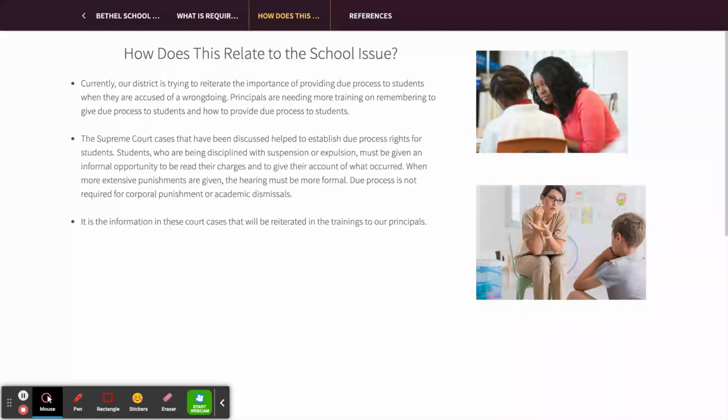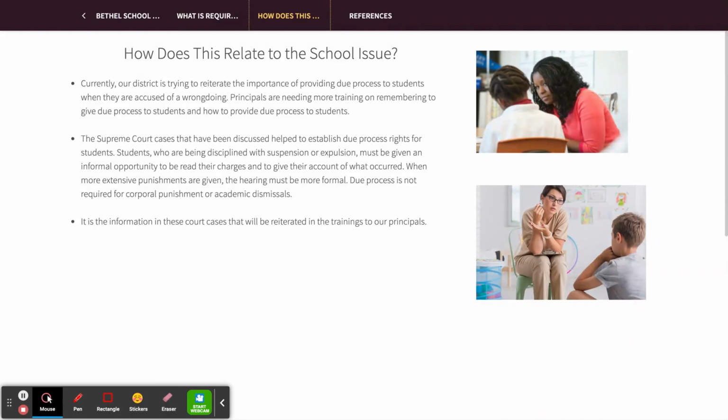The Supreme Court cases that have been discussed help to establish due process rights for students. Students who are being disciplined with suspension or expulsion must be given an informal opportunity to be read their charges and to give their account of what occurred. When more extensive punishments are given, the hearing must be more formal. Due process is not required for corporal punishment or for academic dismissals. It is the information in these court cases that will be reiterated in the trainings to our principals.